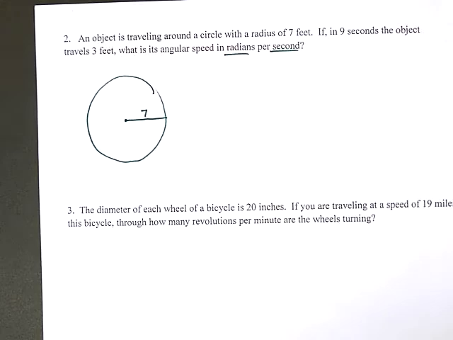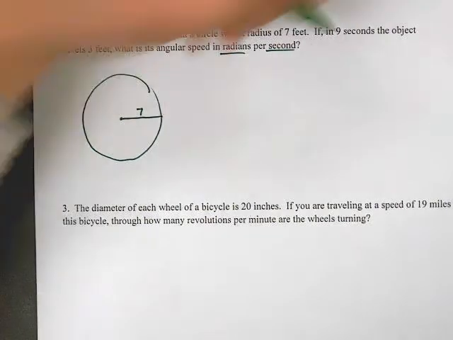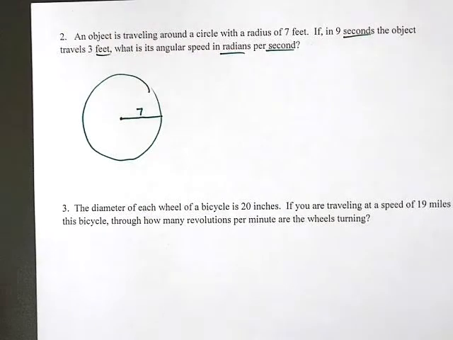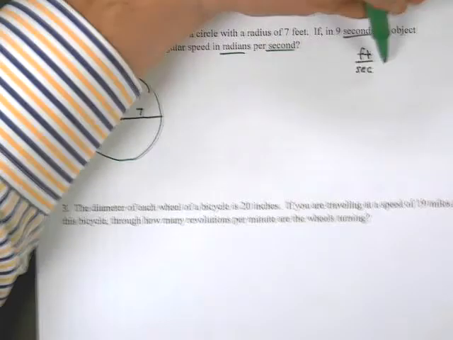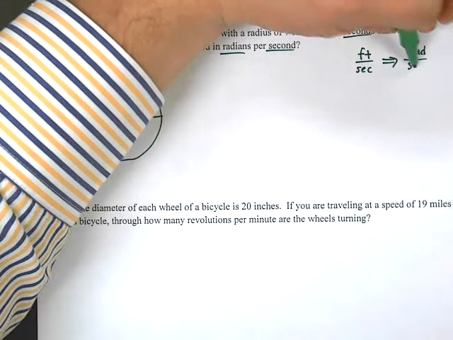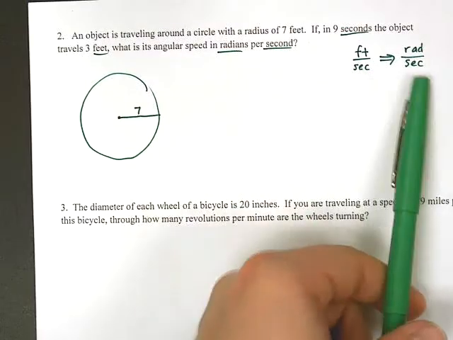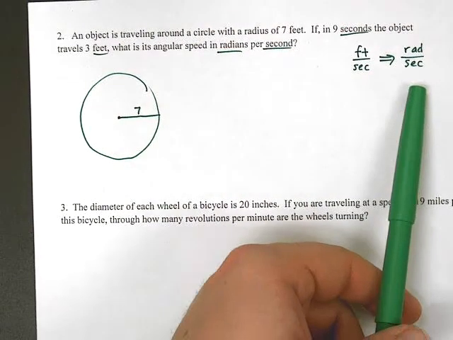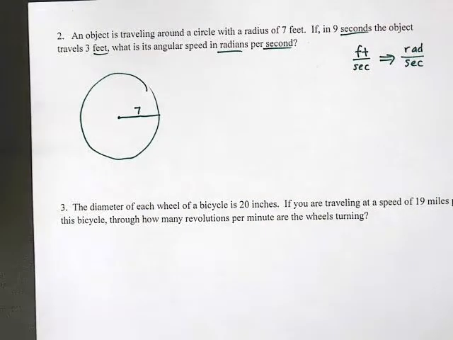So I know this is a little goofy, a little different than what we've given you in the past. But you know 9 seconds and you know 3 feet. So I would hope that we can make the connection that we have feet per second, and we want to go to radians per second. The seconds are already the same, so we don't have any work to do with seconds, but we got to somehow get feet into radians. So let's take a look at this.